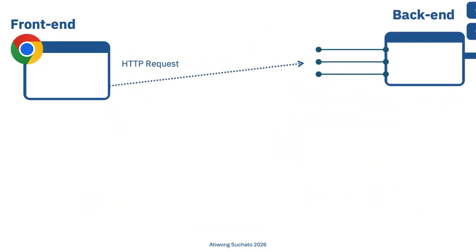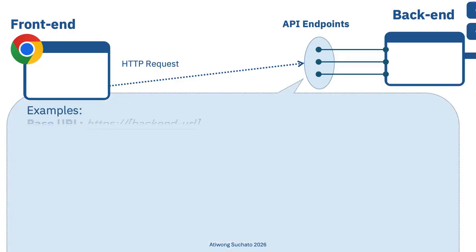Next, let's look at where those requests are actually sent. A backend usually provides several API endpoints. We normally start with a base URL, which identifies the backend server, and then add different endpoint paths for different operations.